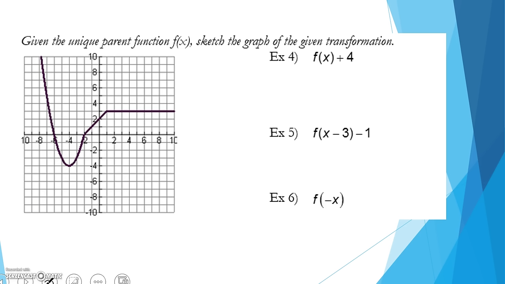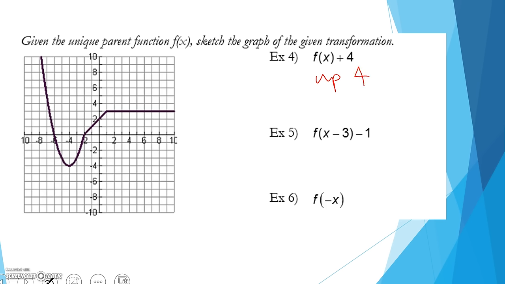So now I'm given a unique parent function f of x. There's this strange function that is not listed on your parent function list, and you're going to sketch a graph of a given transformation. There will be one of these on your test. So example 4 says f of x plus 4. You first need to identify what it is asking me to do. Since there's a plus 4 on the outside, it's asking me to move this graph up 4.